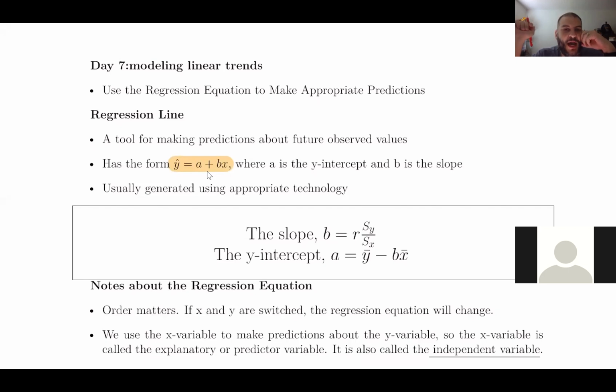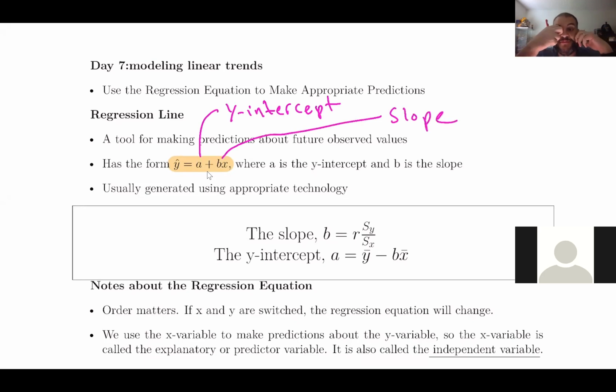We're going to be using y hat is equal to a plus b of x. In this case, a is my y-intercept, and b is your slope. We're going to have some formulas that help us find what a and what b are, a formula for the slope and the y-intercept.